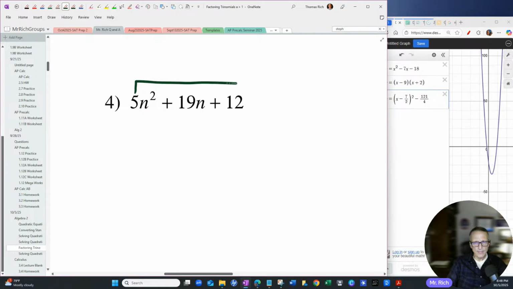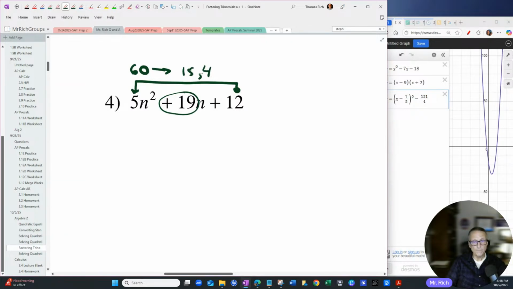I'm going to multiply the A and the C of the quadratic. 5 times 12 is 60. And then I'm going to ask myself what two numbers multiply to be 60, but yet add to be 19, that middle term right there. Well, if you go through all the ways you can multiply to get 60, one of the ways would be 15 times 4. So the answer to that riddle is 15 and 4. The sum of 15 and 4 is 19.